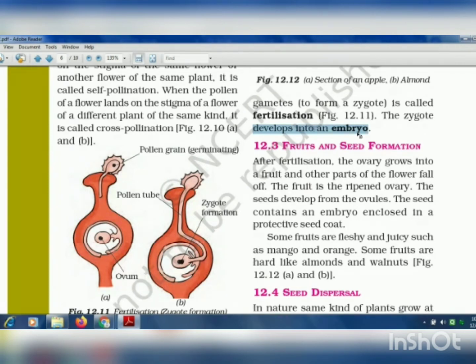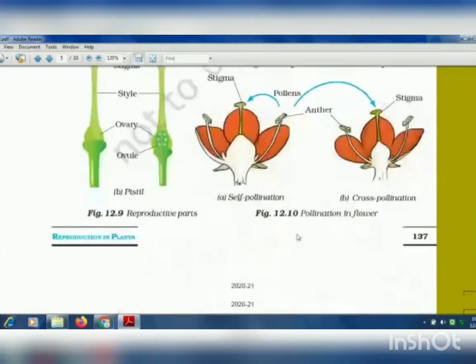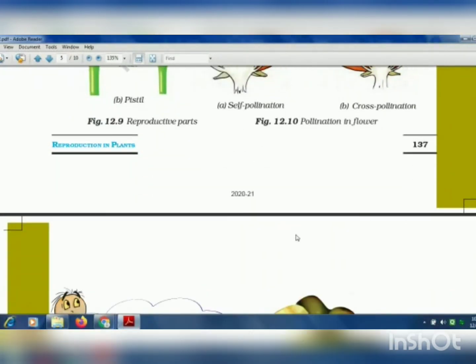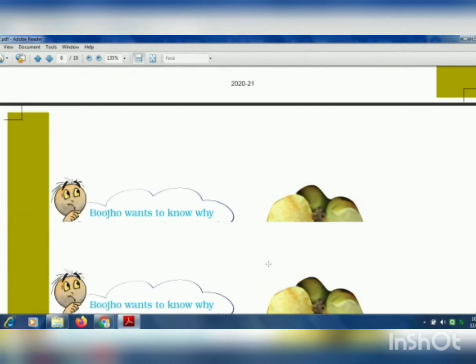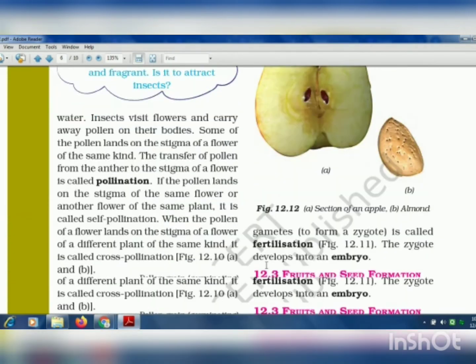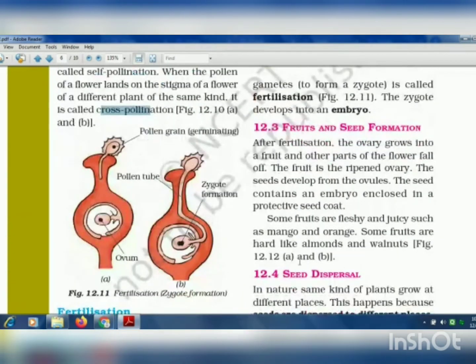Okay. So this is how the pollination process occurs. And also the fertilization process, how it occurs, what is self pollination and what is cross pollination. Now we'll move further and look into how after an embryo is developed, how fruit and seeds are formed from that embryo. Okay, that is after the fertilization process.